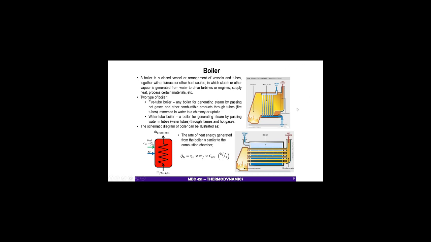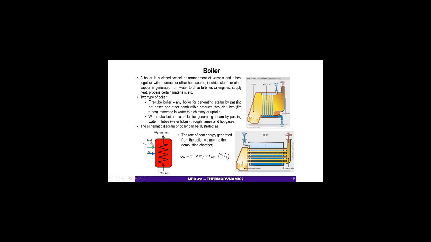So this we call a water tube boiler. So we have a water tube, so water in a tube. So this is your fire. So the combustion will go through each part. Whereas for a fire tube boiler, fire is passing through the tube. Fire passing through the tube. So this is your water. So this we call a fire tube boiler.